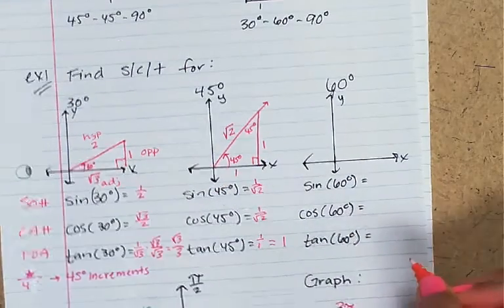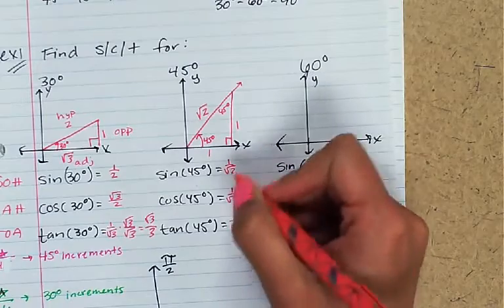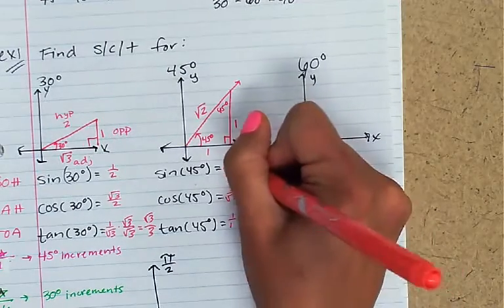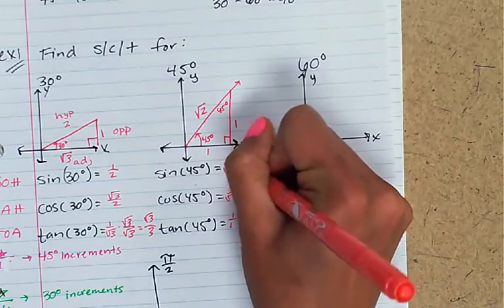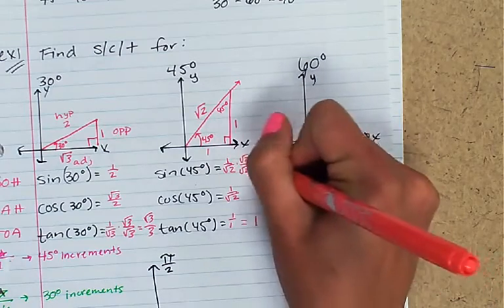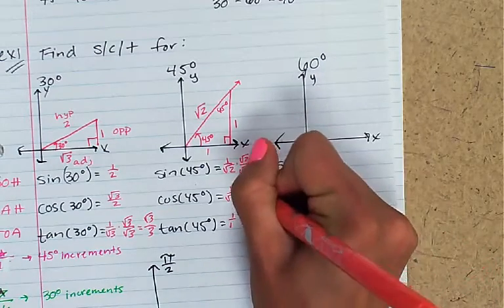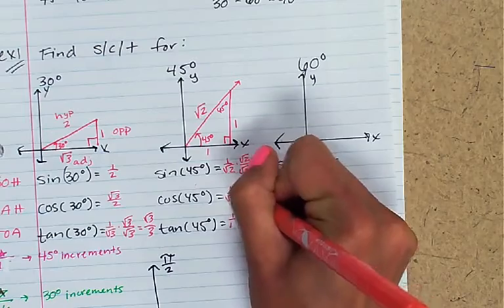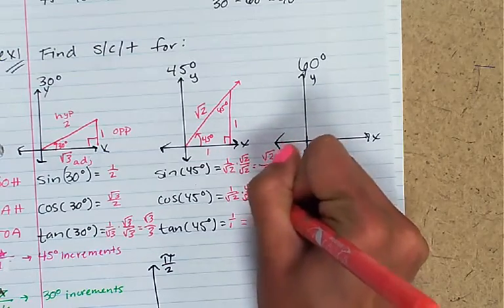So 1 over 1 just simplifies to 1. To rationalize these denominators, we have a root 2 in the bottom, so we're just going to multiply by root 2 over root 2. So 1 times root 2 is root 2. Root 2 times itself is just 2. Do the same thing here, and we'll get the same answer, root 2 over 2.